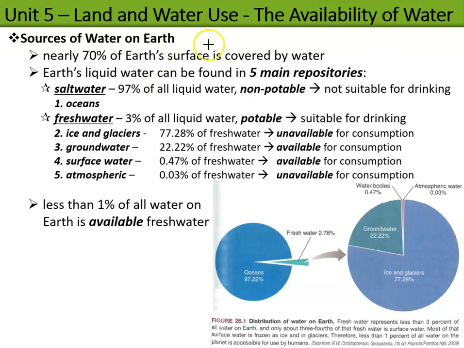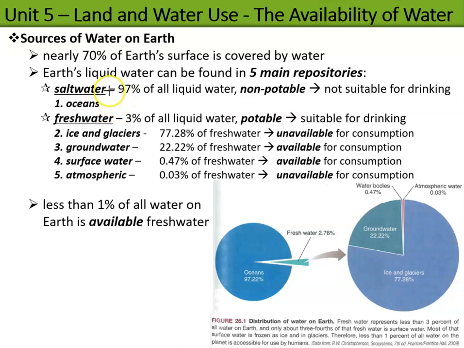So first, we'll just talk about the sources of water on Earth. Nearly 70% of Earth's surface is covered by water. Earth is the blue planet, it's the water planet. It is just a very plentiful resource on Earth. However, not all that water is directly usable for humans.